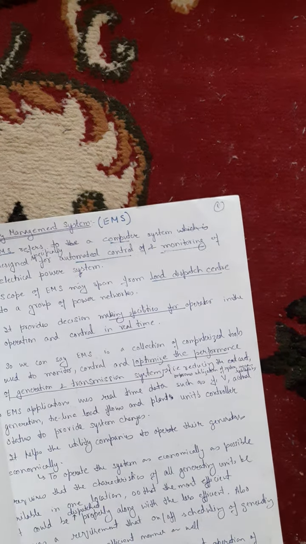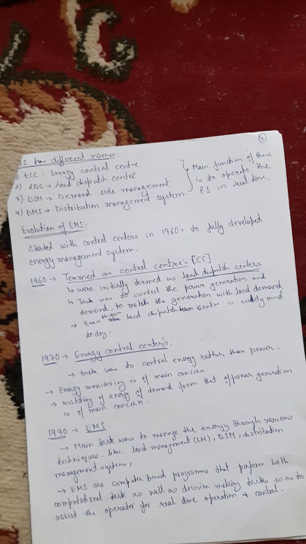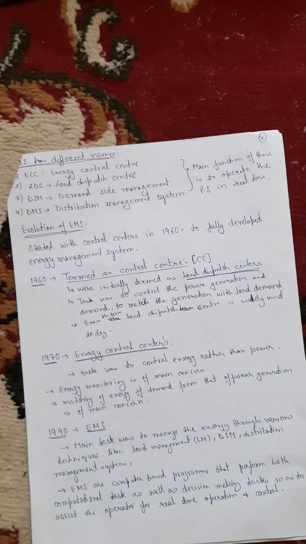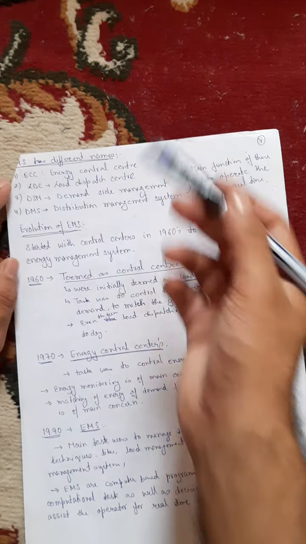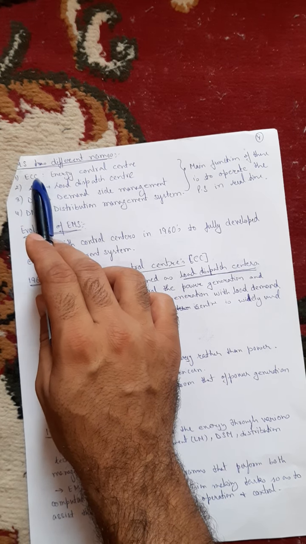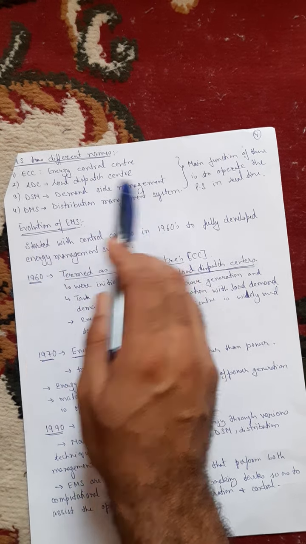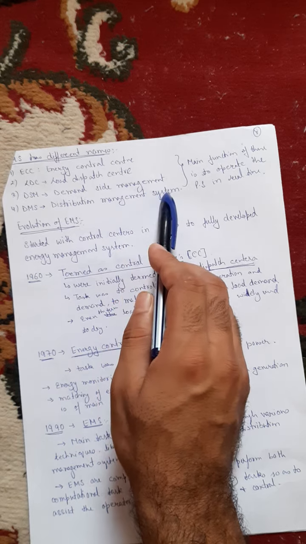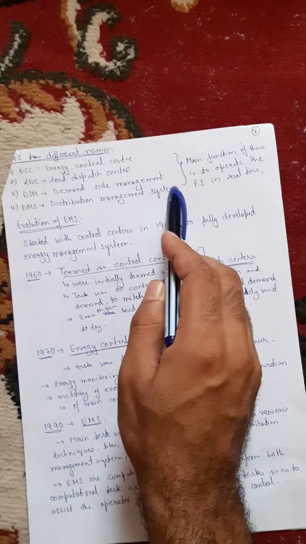Okay, next let us discuss the evolution of the power system, the evolution of the energy management system. We are talking about the energy management system, but it was not existing since the first power system came into picture. This energy management system has different names. The first name is ECC, energy control center, then LDC, load dispatch center, then DSM, demand side management, and fourth is DMS, distribution management system. Okay, DSM is demand side management, and DMS is distribution management system.